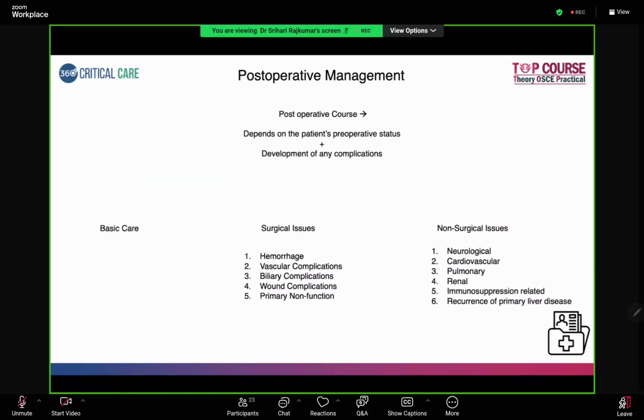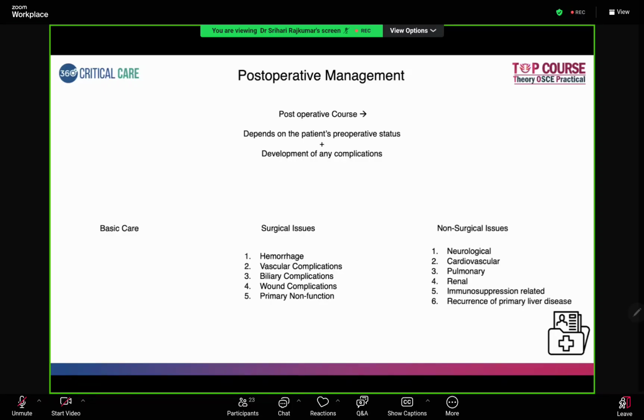So coming to the post-operative management, the post-operative course depends on the patient's pre-operative status and the development of any complications. These two factors determine how the patient is going to come out. If there are no issues pre-operatively and the intraoperative phase goes very smoothly, usually the post-operative course is very, very calm. There are not many issues that are usually anticipated.